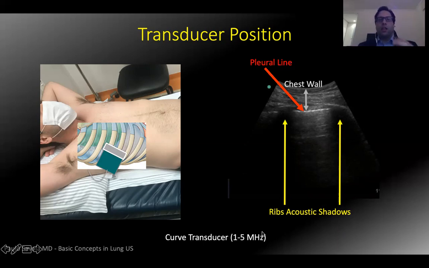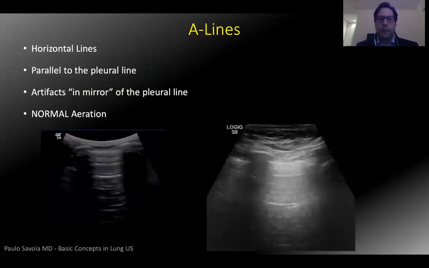Usually I do the exam with the curved, low frequency transducer, and then if I have to see something well, I change to the high frequency transducer, as I will show you in some examples. The first thing you have to look for in the intercostal space is the A lines. The A lines are horizontal lines parallel to the pleural line. These are A lines. These are A lines here. They're artifacts. They do not exist. They're artifacts of the pleural line.